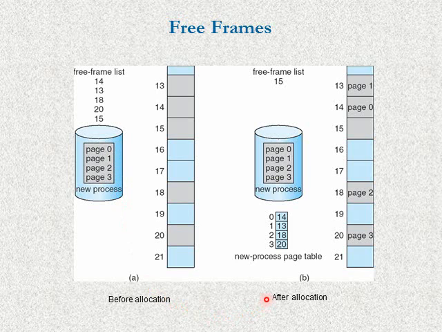In this other diagram, you can see that frames 14, 13, 18 and 20 are allocated to this process as the 4 frames so that it can load its pages onto them. Here we have the page table. Page number 0 is loaded onto the first free frame, that is 14. Page number 1 is loaded onto the second free frame, that is 13. Page number 2 is loaded onto the third free frame, that is 18. And likewise, page number 3 is loaded onto the fourth free frame, that is 20. So again, it is the responsibility of the operating system to maintain a list of free frames and allocate them to a process requiring to load onto the main memory.